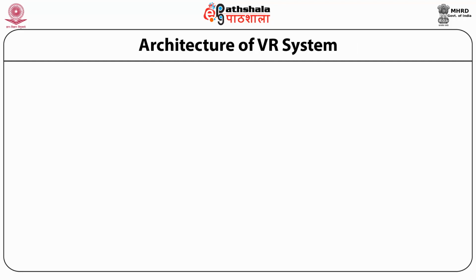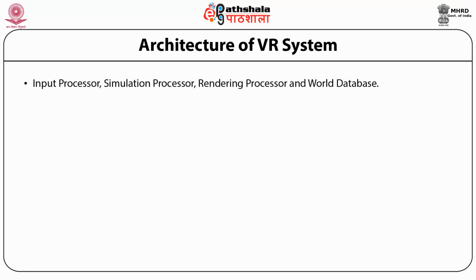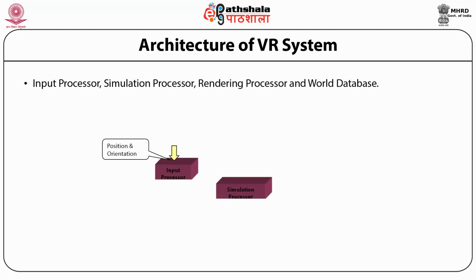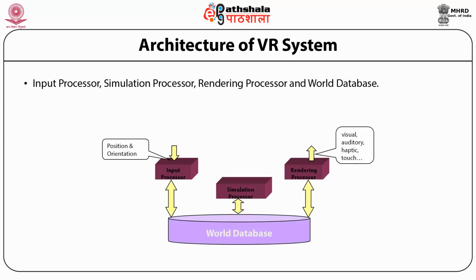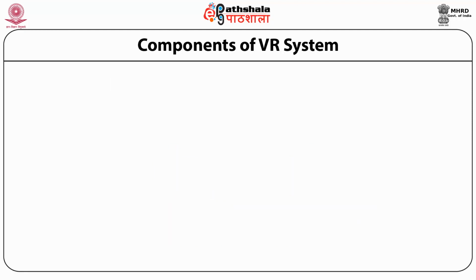Architecture of virtual reality system. It includes input processor, simulation processor, rendering processor, and world database. Input processor, simulation processor, and rendering processor are linked to the world database, and the input processor leads to the simulation processor, which further leads to the rendering processor, and finally the output is attached to the rendering processor.